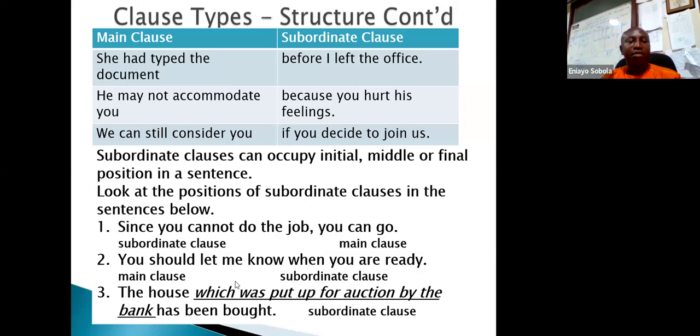And the last example we have: "The house which was put up for auction by the bank has been bought." In that place, the main clause is split in two, which is "the house has been bought." It's split in two to accommodate the subordinate clause, which is "which was put up for auction by the bank." Here you realize that a subordinate clause can come at the initial position as in example 1, final position as in example 2, and middle position as in example 3 here.